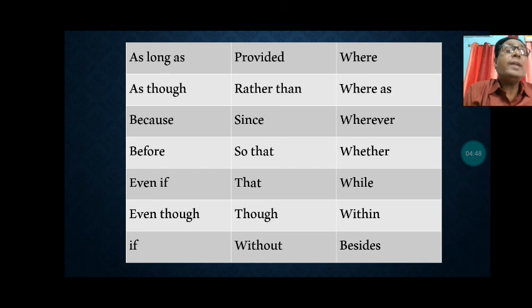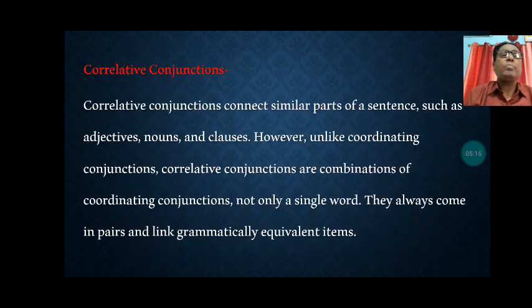You must write and learn them. As long as, though, because, before, even if, even though, if, provided, rather than, since, so that, that, though, without, where, whereas, wherever, whether, while, within, besides. These are some of the subordinating conjunctions.